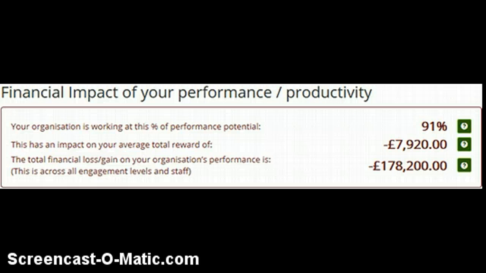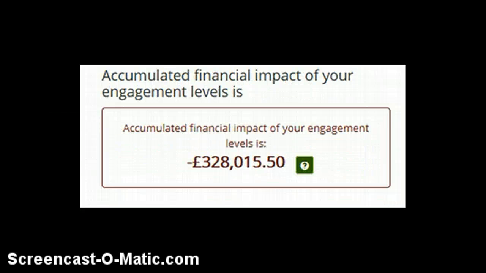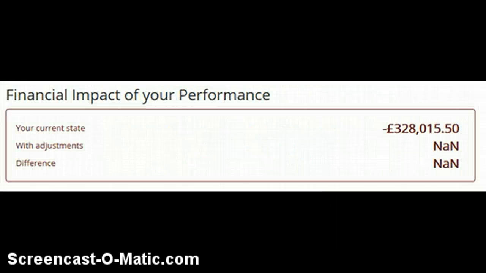So let's just recap. We know that the total financial loss to this organisation is £178,000 on the different levels of engagement or disengagement. We are also aware that the impact of both absence and retention issues is costing the organisation £149,000. Collectively, it's a staggering loss of £328,000. Please, please, please do not switch this off.